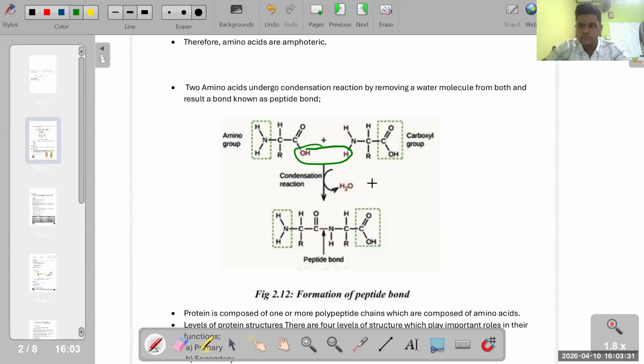Why? Because this is also some sort of neutralization reaction. An acidic group joins with a basic group, and at the end water is removed, right? So as this reaction removes water, any reaction that removes water is called what type of reaction?